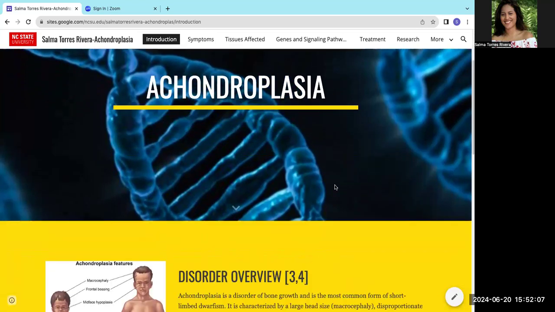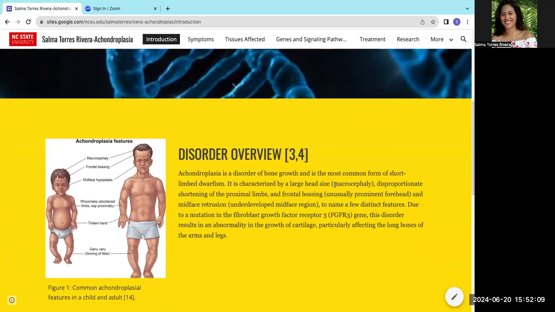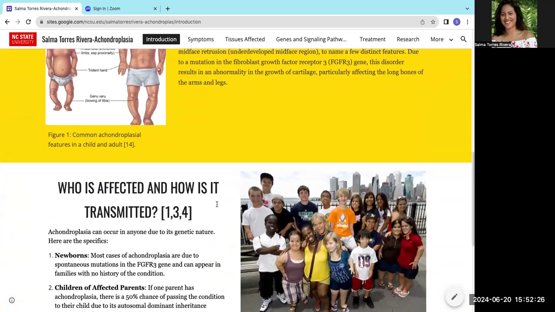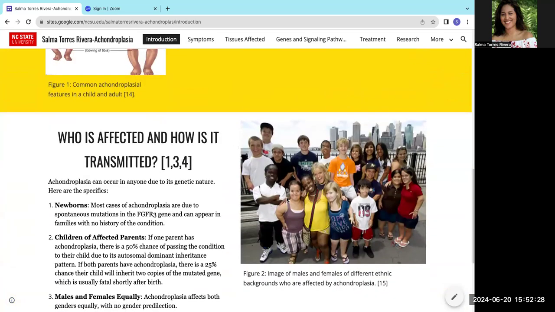On the introduction page, I really wanted to offer a brief overview of what the disorder was and its key characteristics, also highlighting some of the key characteristics through this visual showing it for a child and adult, and introduce what mutations it was due to. This image in particular shows that males and females were affected equally, and then all ethnic groups were affected as well.